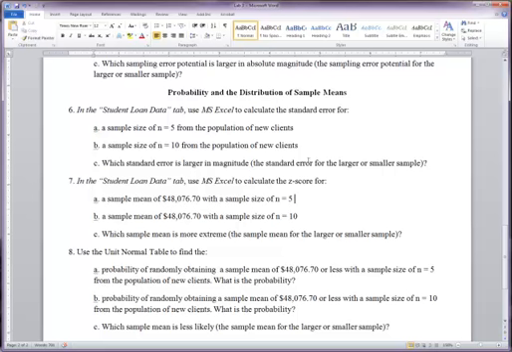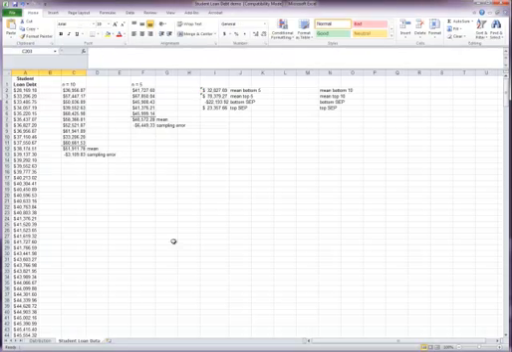So the first one, we want to find the standard error for a sample size of 5 from this population. So I'm going to go ahead and just write down here, standard error n equals 5. Before I can find the standard error for a sample size of 5, I need to find the population standard deviation. So if you remember, the formula for the standard error is the standard deviation for the population divided by the square root of the sample size.